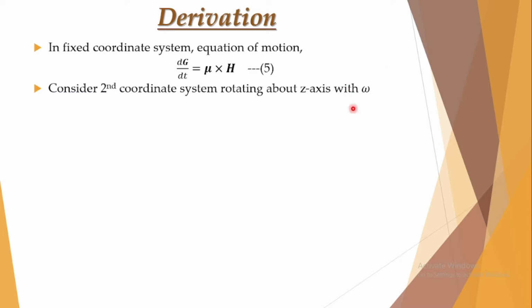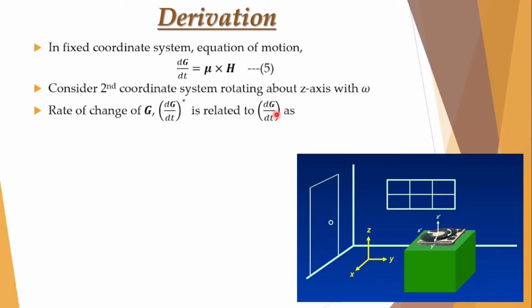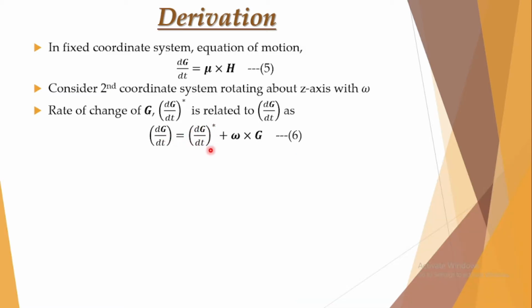And then we are going to consider a second coordinate system, which is rotating about z axis, and its corresponding angular velocity is omega. So two coordinate systems, one is fixed and one is rotating about the direction of applied magnetic field. So in that case, we say that rate of change of angular momentum G in a rotating system, which we consider as (dG/dt)*, is related to dG/dt, that is the rate of change of angular momentum in fixed coordinate system. So both are interrelated, and the relation is given as dG/dt in the fixed coordinate system is equal to (dG/dt)* in rotating coordinate system plus omega × G, and we are calling it as equation number 6.